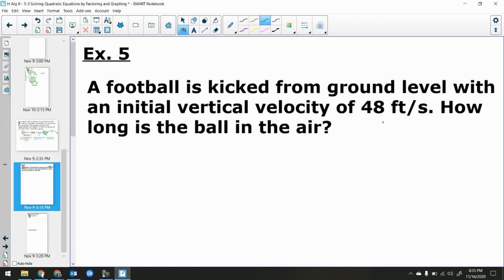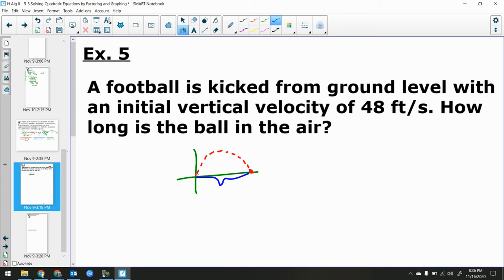Like this one. A football is kicked from ground level with an initial vertical velocity of 48 feet per second. How long is the ball in the air? Okay, so this is what I'm looking at here. Plunk, right? I want to know how much time gets taken there, okay?